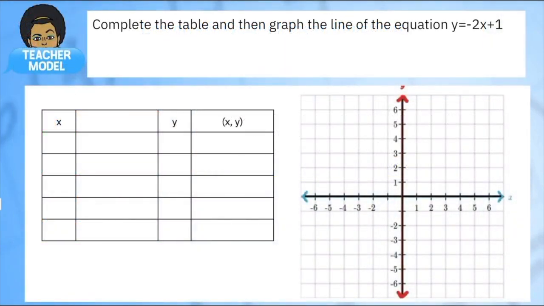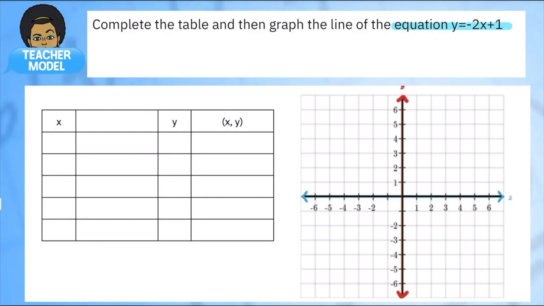In today's lesson, we're going to look at some equations and we're going to do some graphing. That's going to be our big goal for today. We're going to see if we can take this function and actually graph it out. And we're going to use a lot of what we already know about these equations to make a prediction. So let's start there. We're going to complete the table and we're going to graph the line for the equation y equals negative 2x plus 1.